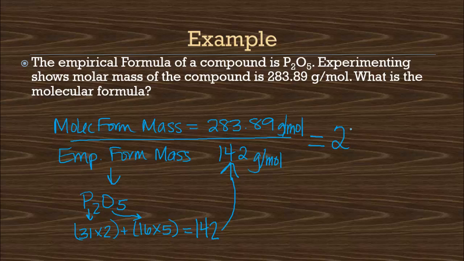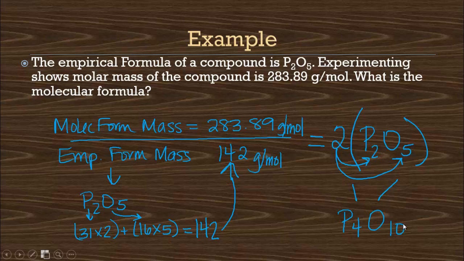So what we're going to do is we're going to take this 2 and we're going to multiply it by P2O5. So basically distributing the 2 through to my subscripts. So then my new formula from this becomes P4O10. So this is the empirical formula. This is the true molecular formula.